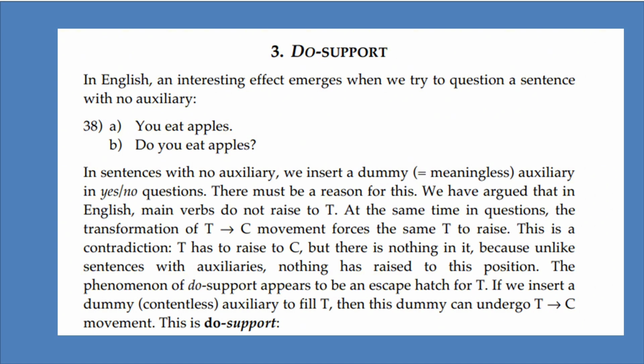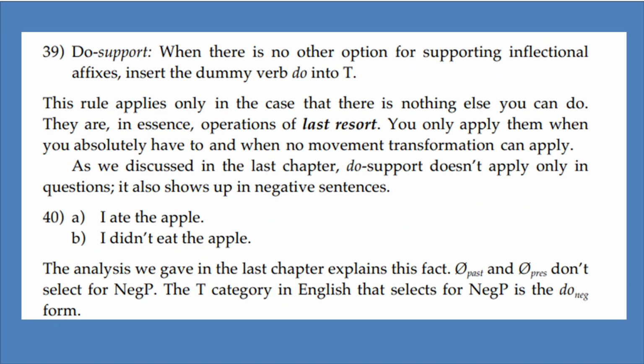The phenomenon of do support appears to be an escape hatch for T. If we insert a dummy contentless auxiliary to fill T, then this dummy can undergo T to C movement. So this is do support. Do support applies when there is no other option for supporting inflectional affixes: insert the dummy verb do into T. This rule applies only in the case that there is nothing else you can do. They are, in essence, operations of last resort. You only apply them when you absolutely have to and when no movement transformation can apply.